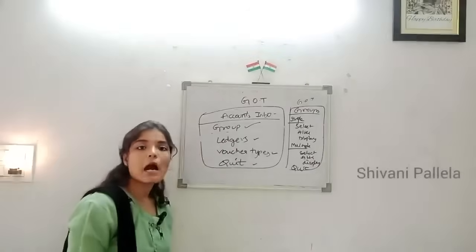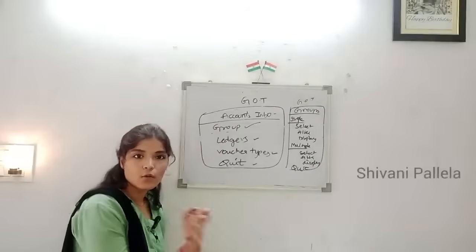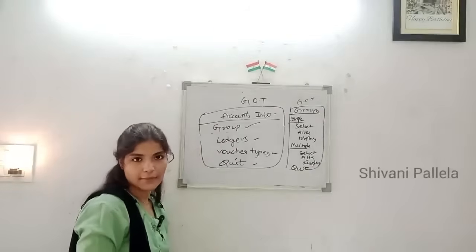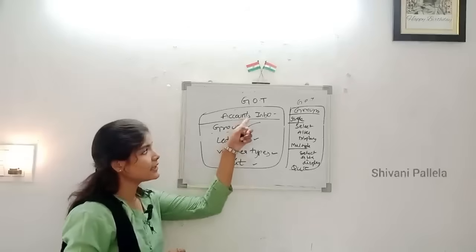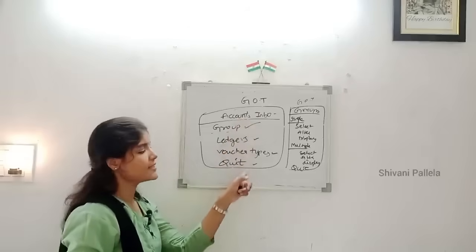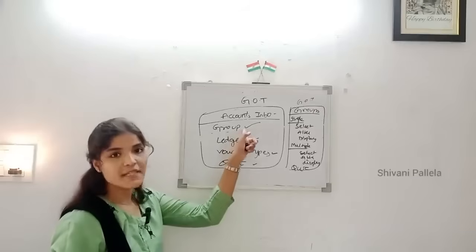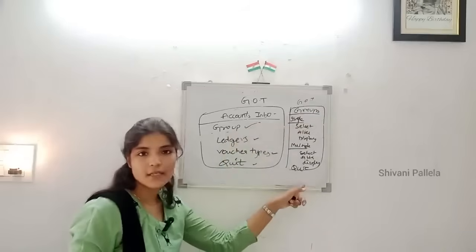For example, how to alter a group in Tally ERP9. First, we need to create a company. After that, click on accounts info. There you will find this screen. After clicking groups in accounts info, there you will find this screen.